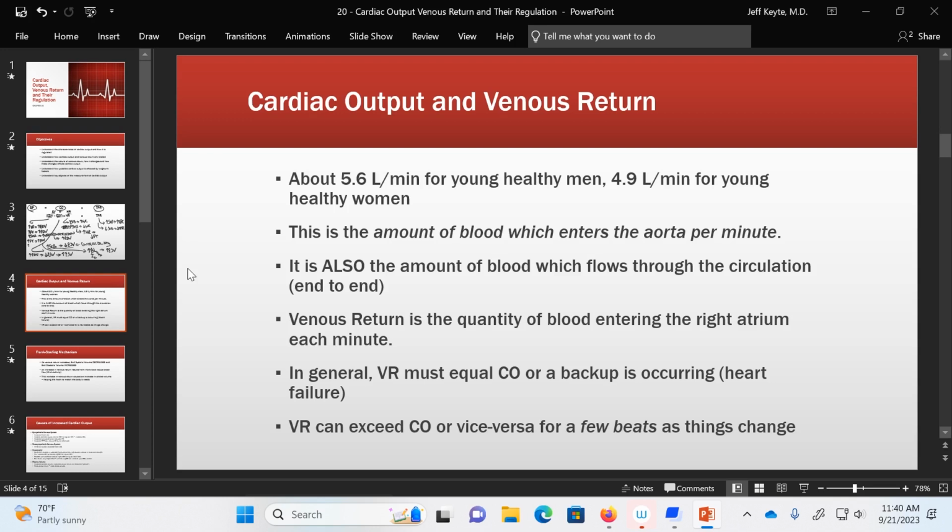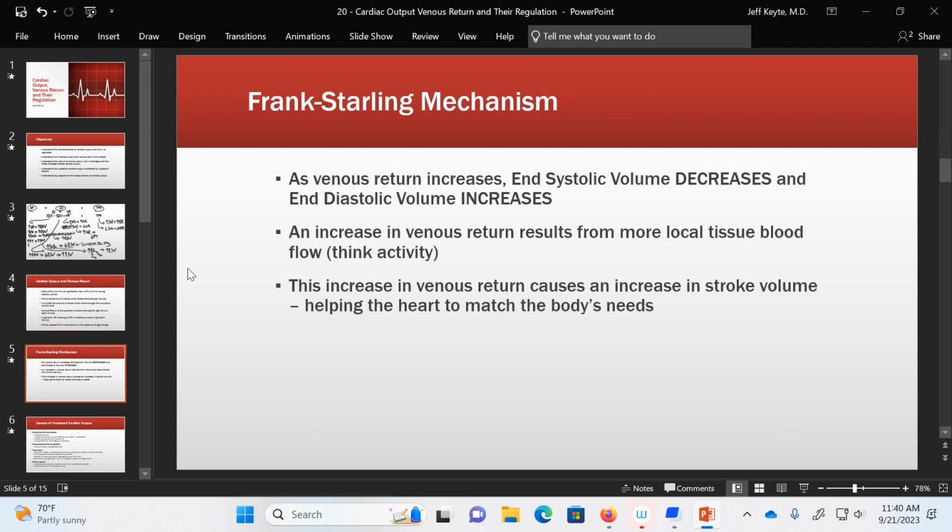Venous return: the quantity of blood entering the right atrium. In general, venous return has to equal cardiac output or you're in heart failure, right? In other words, the blood that comes back has to get pushed forward. Now, second to second, it never exactly matches, all right? But we don't call it heart failure unless the backup is continuing hours to days at least. So over a few beats at a time, things do absolutely change. We call that beat-to-beat variability, and that's fine.